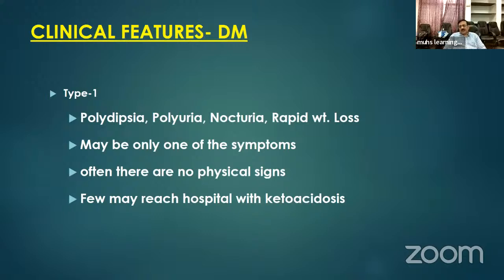So, what is the type 1? Polydipsia, when the patient feels thirsty very often. Polyuria, nocturia, and rapid weight loss. Maybe only one of these symptoms. It need not be that all six symptoms will be there. So when you find any of them, you should test the person for diabetes.